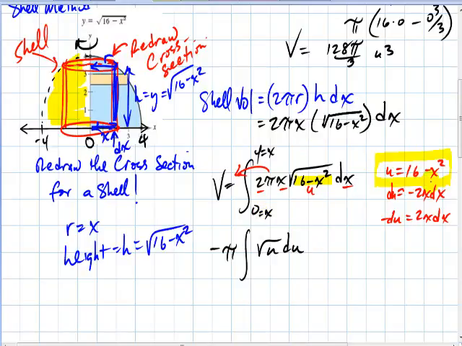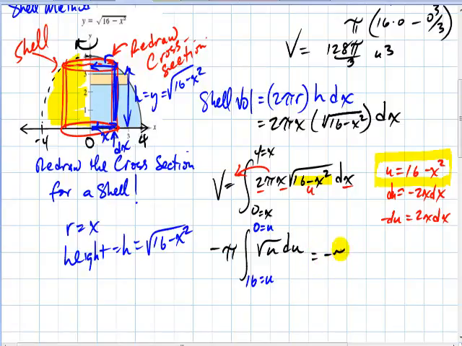Originally, when x equals 0 here, u should be 16 minus 0 squared, or 16. So I can put a 16 there if I want. And when x equals 4, well, 16 minus 4 squared is 0, so I can put a 0 here if I want. These are in terms of u. New bounds, because I have an integral now in terms of u.